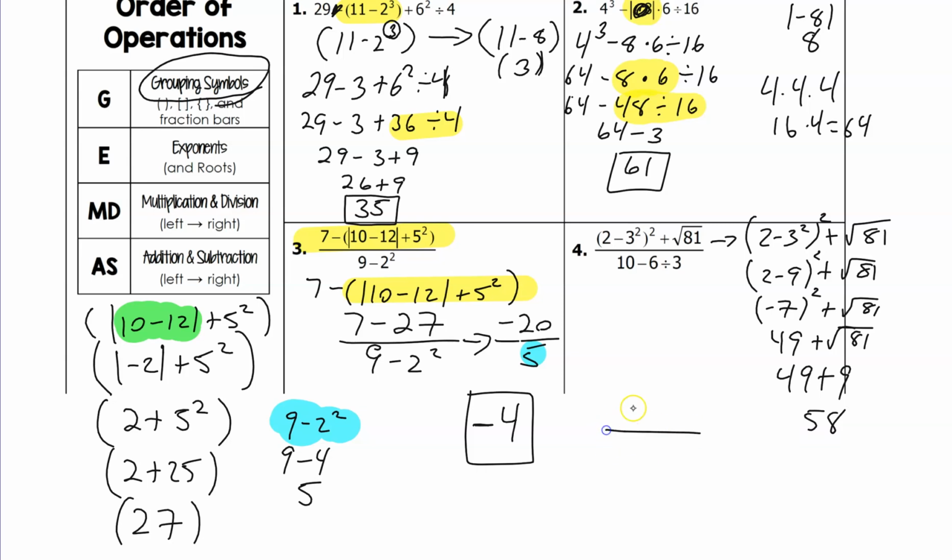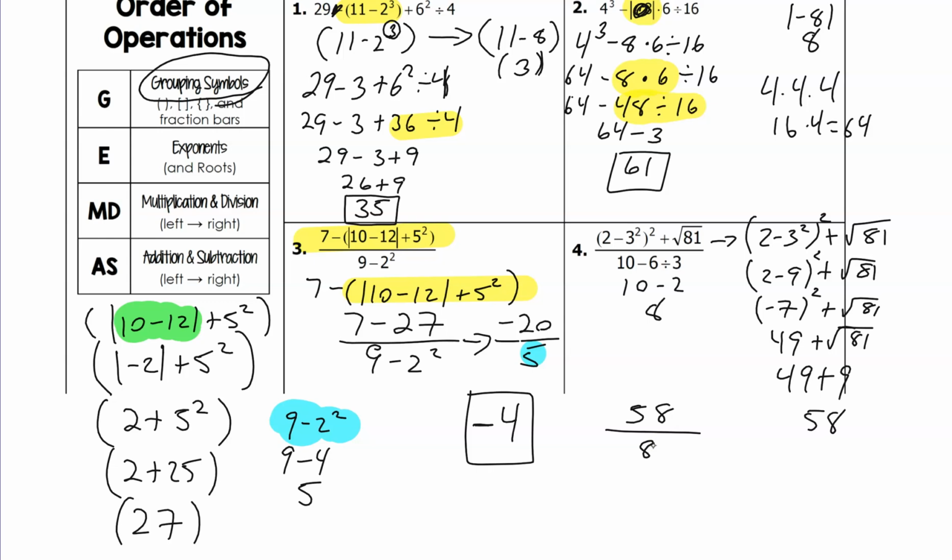So we'll just put this over here. Now we deal with the bottom. The bottom is pretty simple: 10 minus 6 divided by 3. We take care of our division first, so it gives us 10 minus 2, which is just going to be 8. So now we have 58 divided by 8.